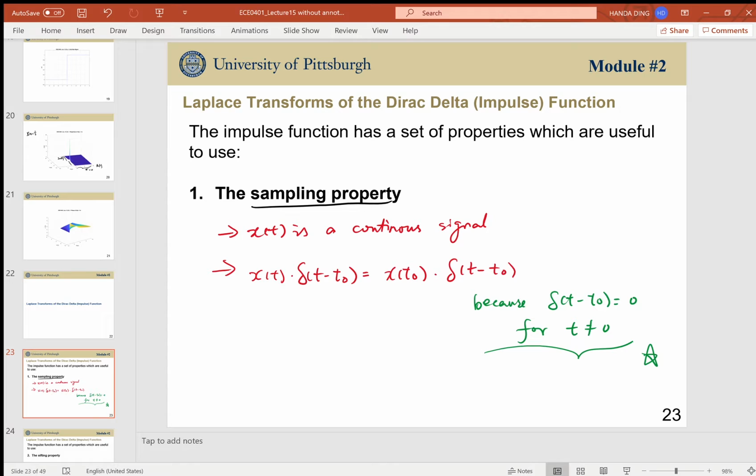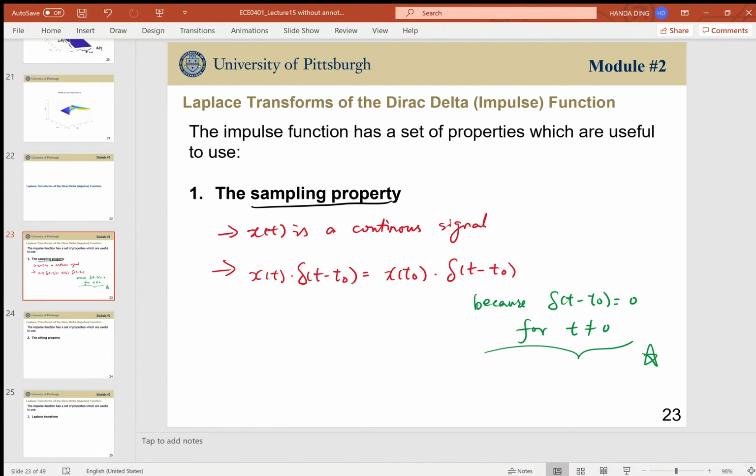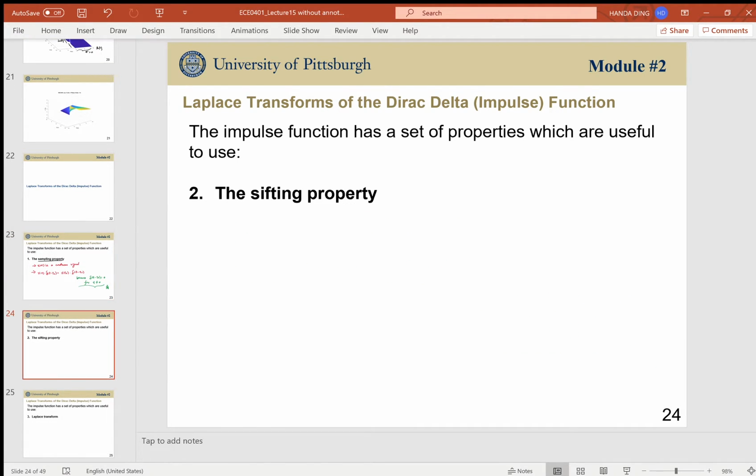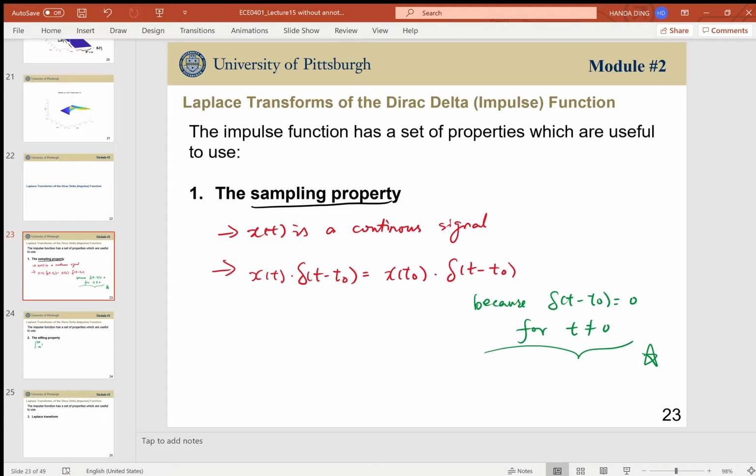So we're going to apply this sampling property to a Laplace transform. So the shifting property. So if we do the transform, sure. It's a bit too fast than professor style.